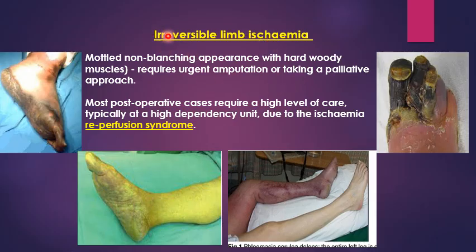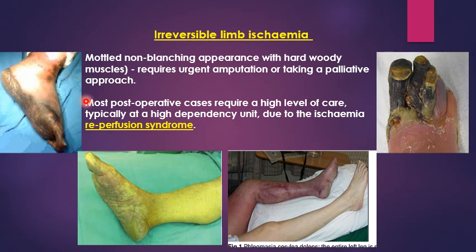Now, the last one is your irreversible Fogarty 3. Irreversible ischemia. So this one is all irreversible. It's called mottled skin areas of ischemia, and this whole leg becomes ischemic below the knee onwards. Okay, there's pallor, rubra, and all these ischemic changes that take place here. Mottled, non-blanching appearance with hard woody muscles requires urgent amputation or taking a palliative approach.